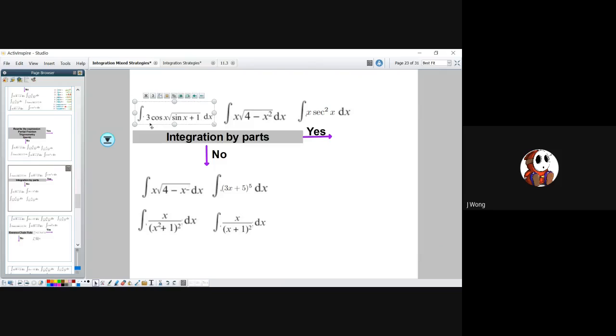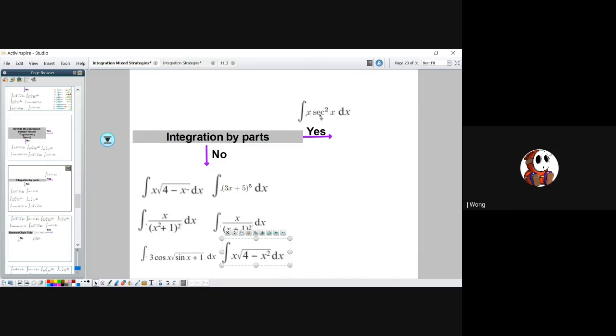For that one, they're all trigonometry, you can't use it. All algebra, you can't use it. But for this one, you can, because one is algebra, one is trigonometry. So you could let u as x and v dash as sec square of x to carry on. So we call the priority of u is late. So I have both algebra and trigonometry for this question. So yes, you could use integration by parts.